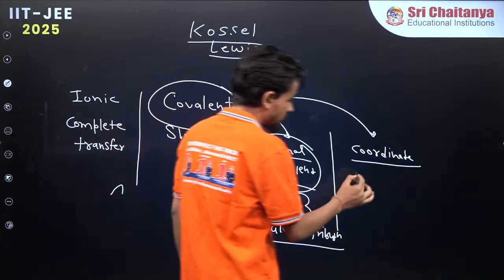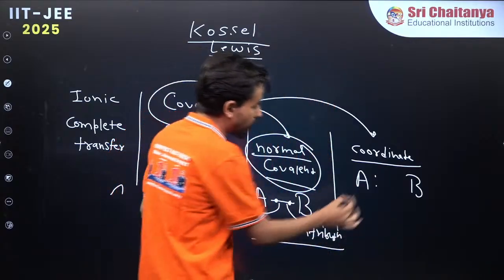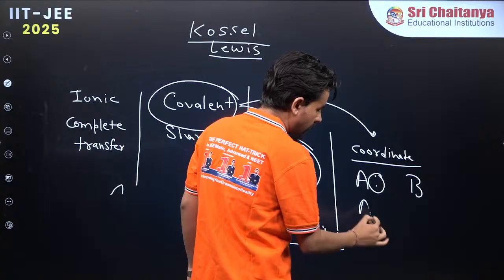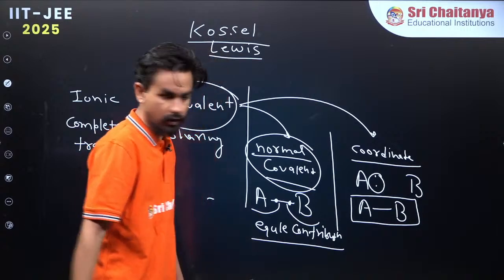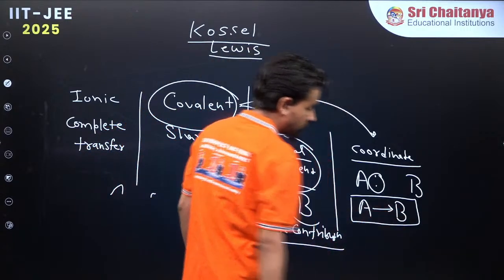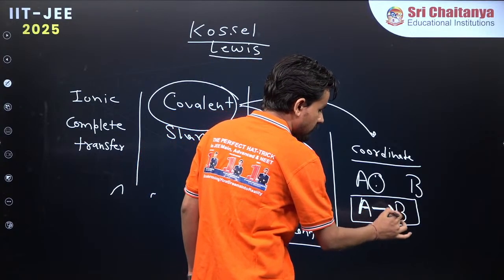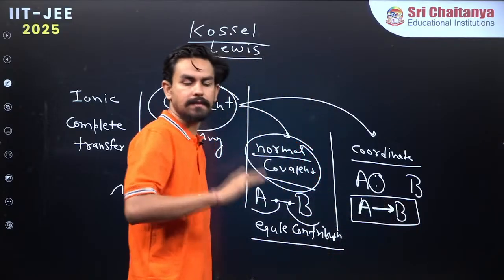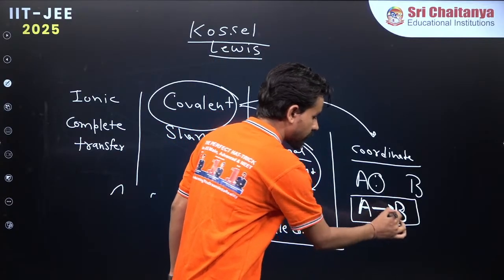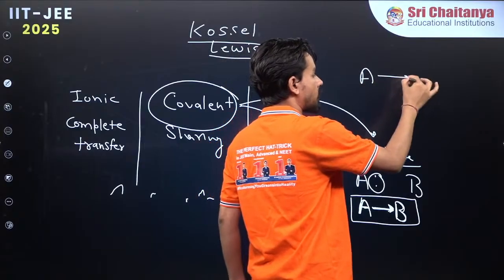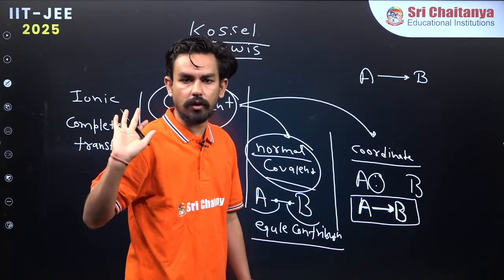A coordinate bond is when one atom has 2 electrons and the other atom is not sharing any of them. Both of them are of his own only, and then they form a bond. This kind of bond will be called a coordinate bond. Is it okay? This is always shown with an arrow. That means this atom has given all the 2 electrons. A is providing the part of B also in the contribution of a covalent bond.